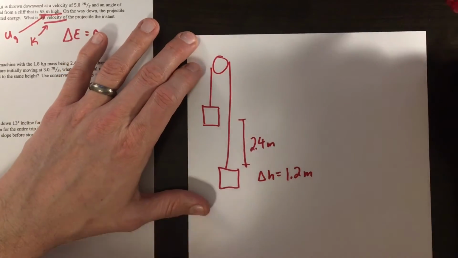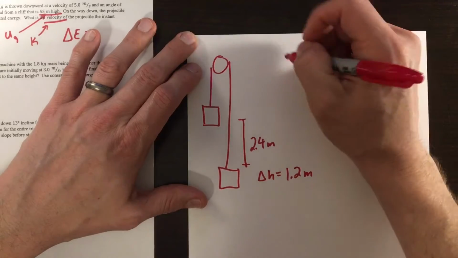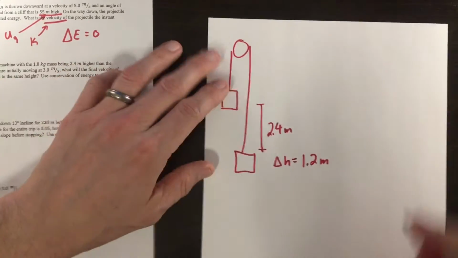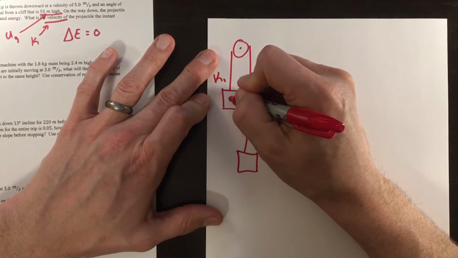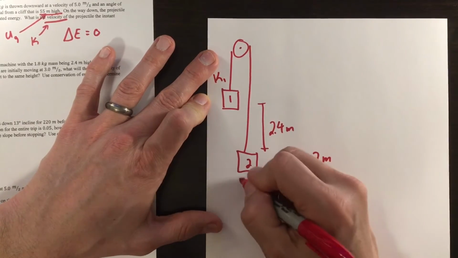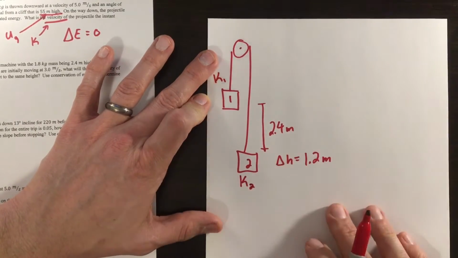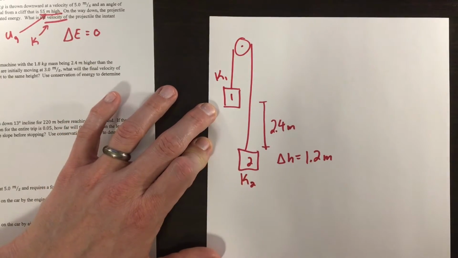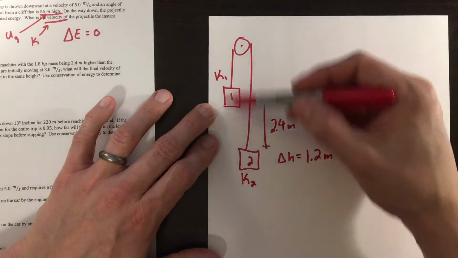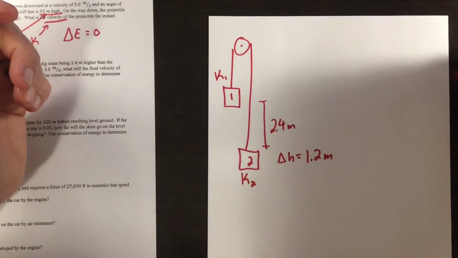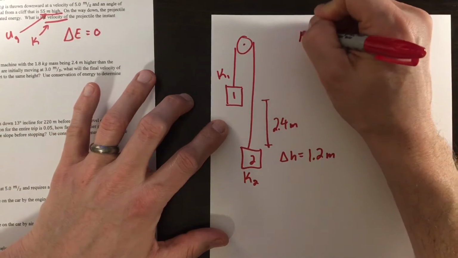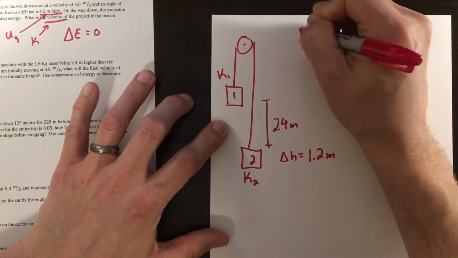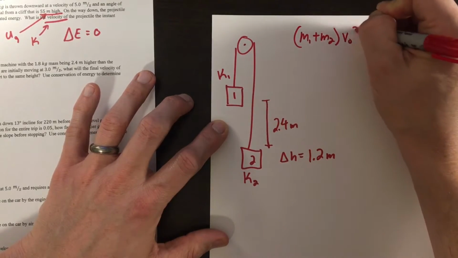All right, so if we do conservation of energy, we're going to have kinetic energy of this object over here. That's mass 1, mass 2. We have kinetic energy of this object initially, and both of them are going to be picking up speed. So as far as kinetic energy is concerned, we can really treat both of these as one object, because both of them are going to have the same initial velocity and the same final velocity. So mass 1 plus mass 2 times initial velocity squared.